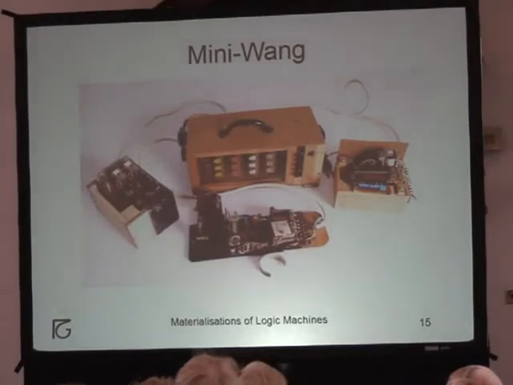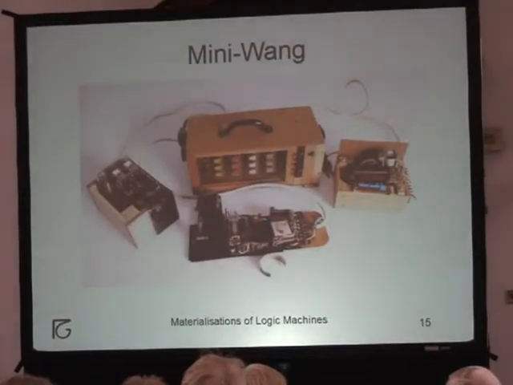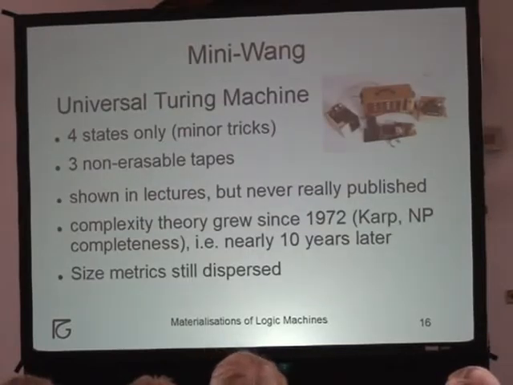Now we come to the machine that I will present here in a bit more detail, the so-called Minivan. It is a universal Turing machine, something I will explain once you know more about what a universal Turing machine is. It has only four states and three tapes. If you look at it, the central unit is in the center and the tapes are arranged around it. He showed it in lectures but never really published anything about it. I was very lucky to find one later article where he described it, and after that I even found some of his manuscripts when his wife died.